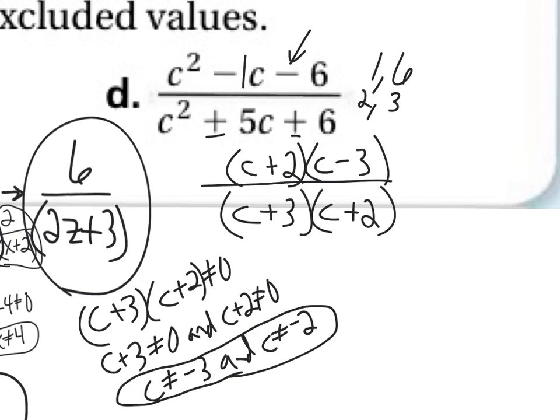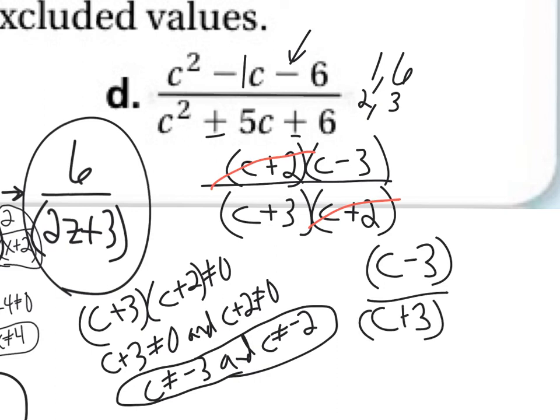And coincidentally now, we have c plus 2's in the numerator and denominator that we can reduce. And this would be our answer then. And even though those are very close to each other, there's nothing more we can do to reduce that any further.